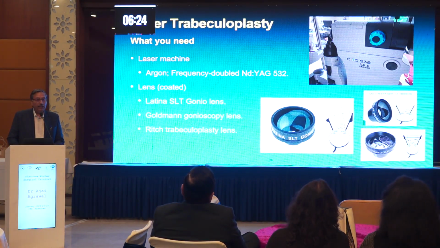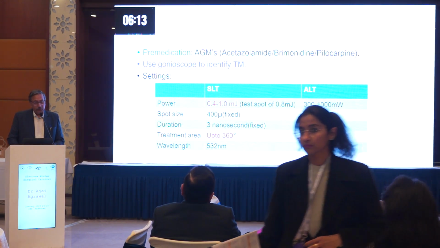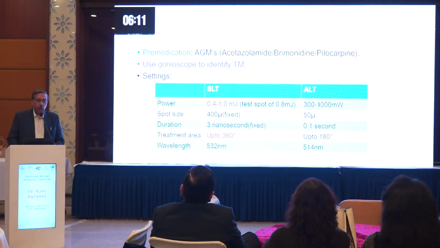What you need is a laser machine, argon or a frequency doubled Nd:YAG laser. You have various gonioscopic lenses. Pre-medicate your patient with anti-glaucoma medication. Use the gonioscope to identify your meshwork. The settings for ALT and SLT will be different. You can start with a test spot, and the power will be in the range of 0.5 to 1 millijoule.